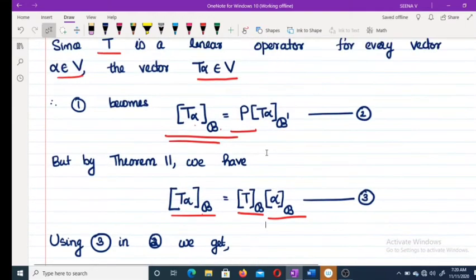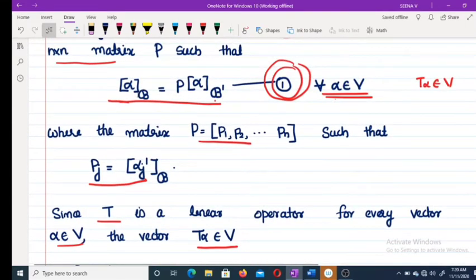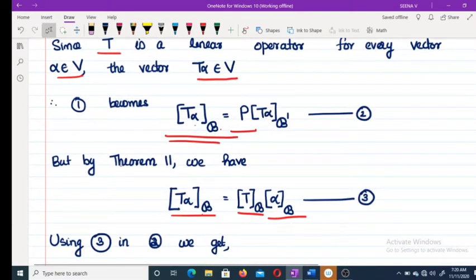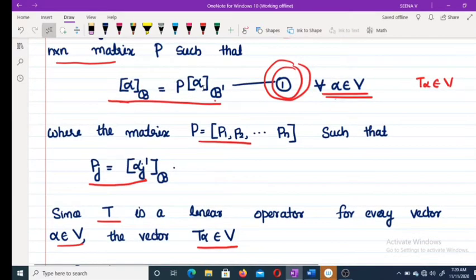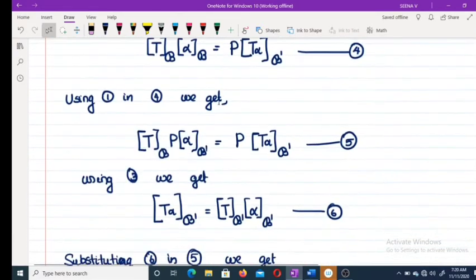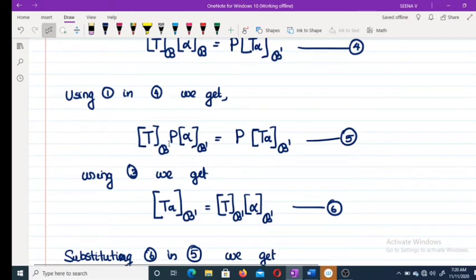Now what is our first equation? First equation is alpha related to B equal to P into alpha related to B dash. We are applying the first equation in our last equation. Applying that, we have matrix of T related to B into alpha related to B. For alpha related to B, you replace by P into matrix of alpha related to B dash, equal to this one. Okay.